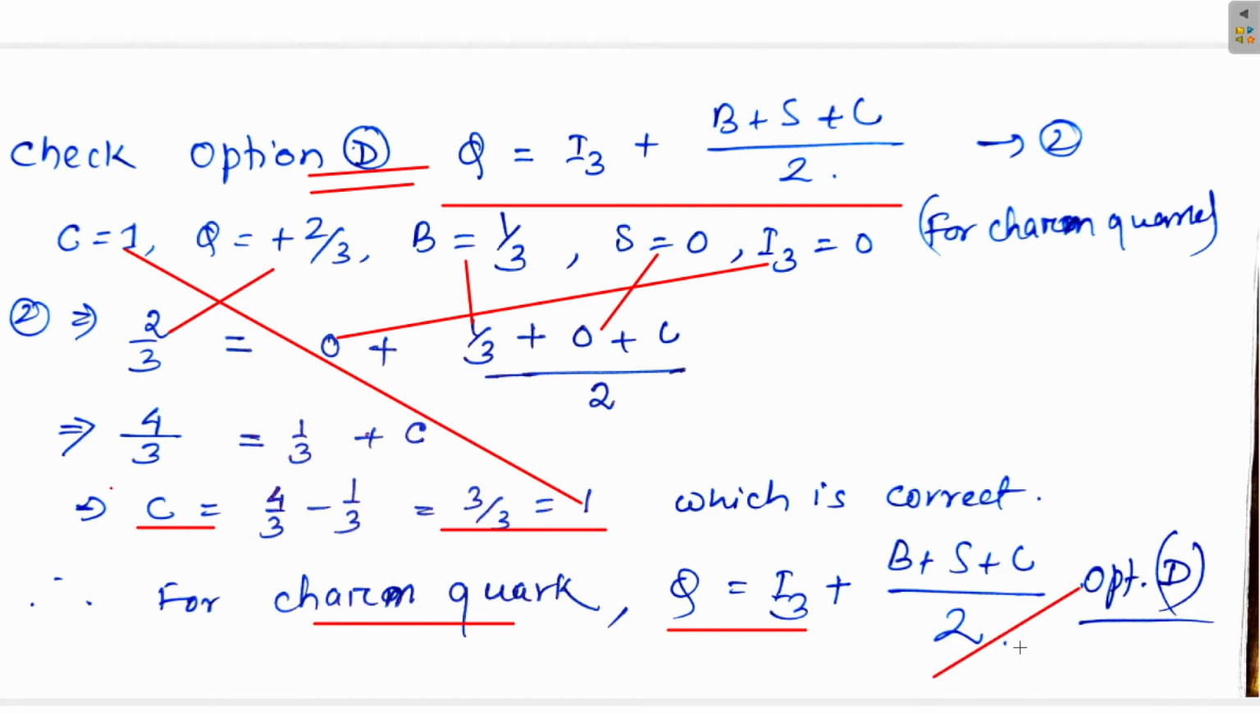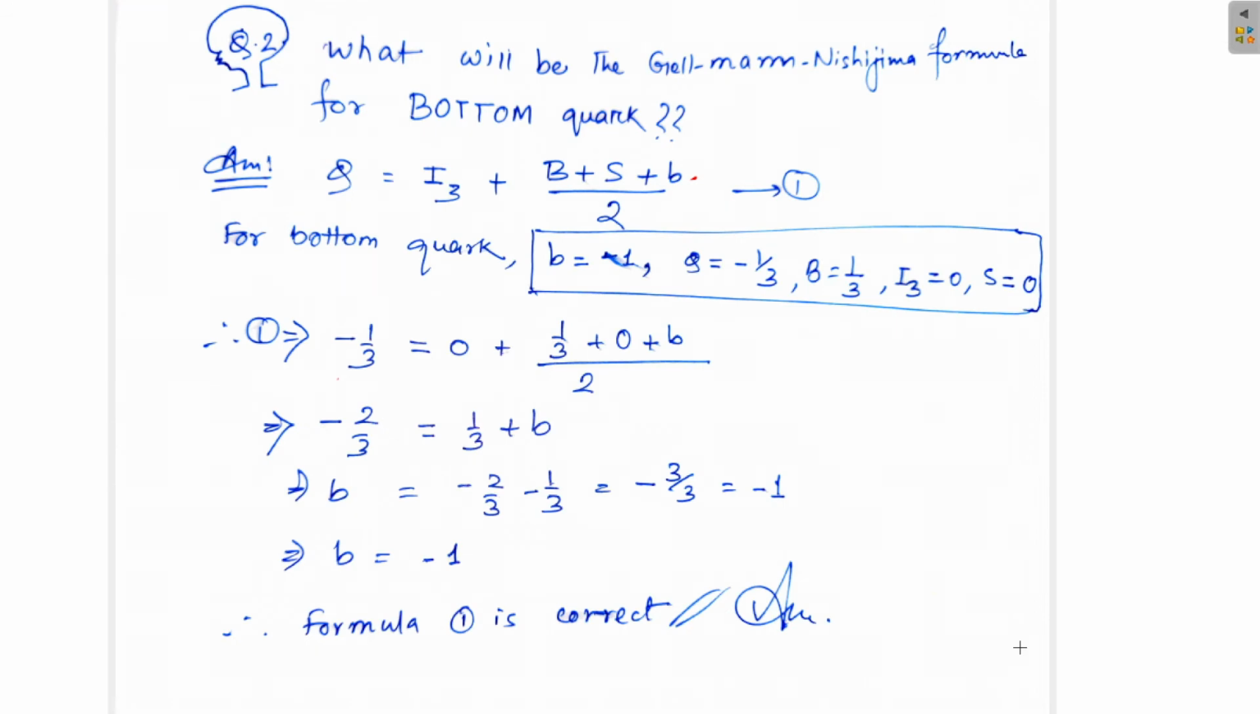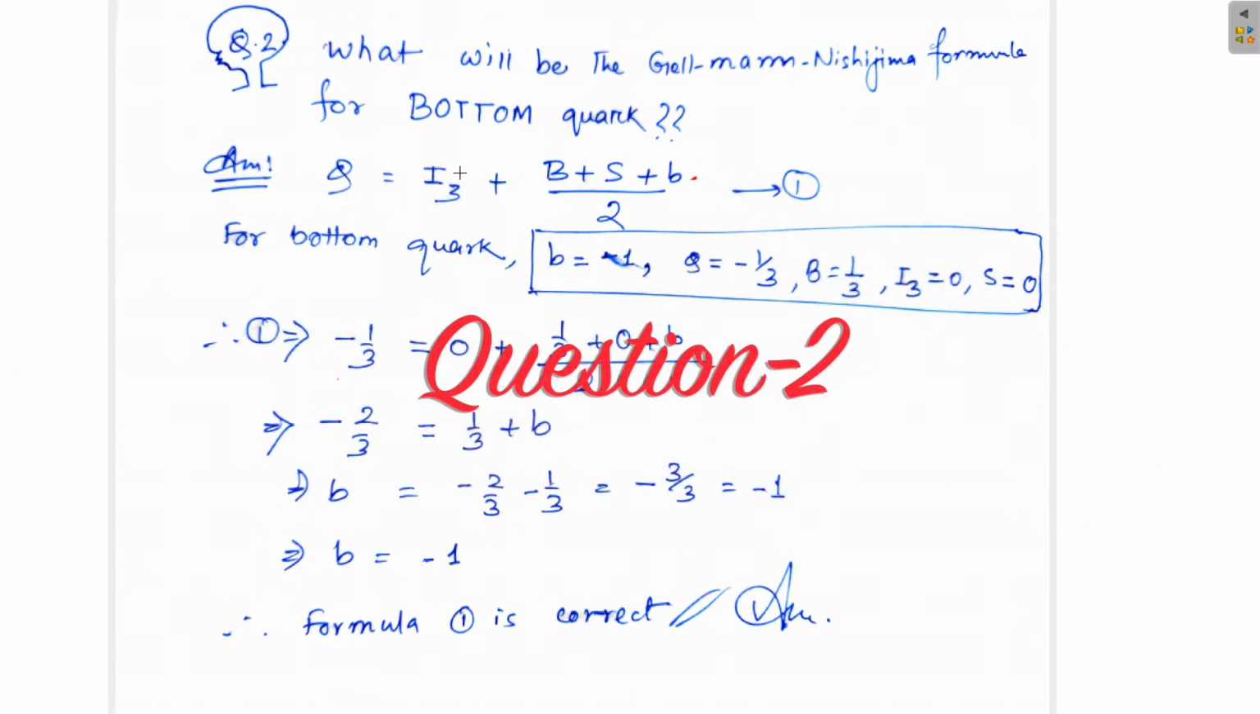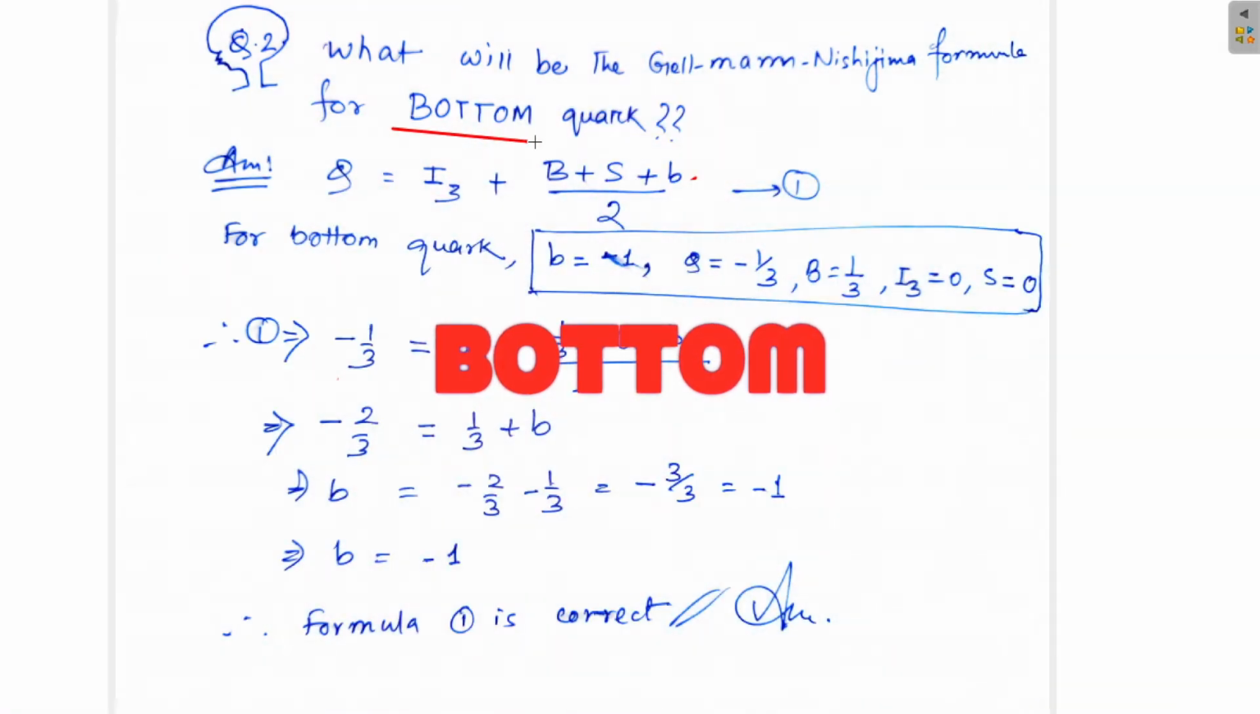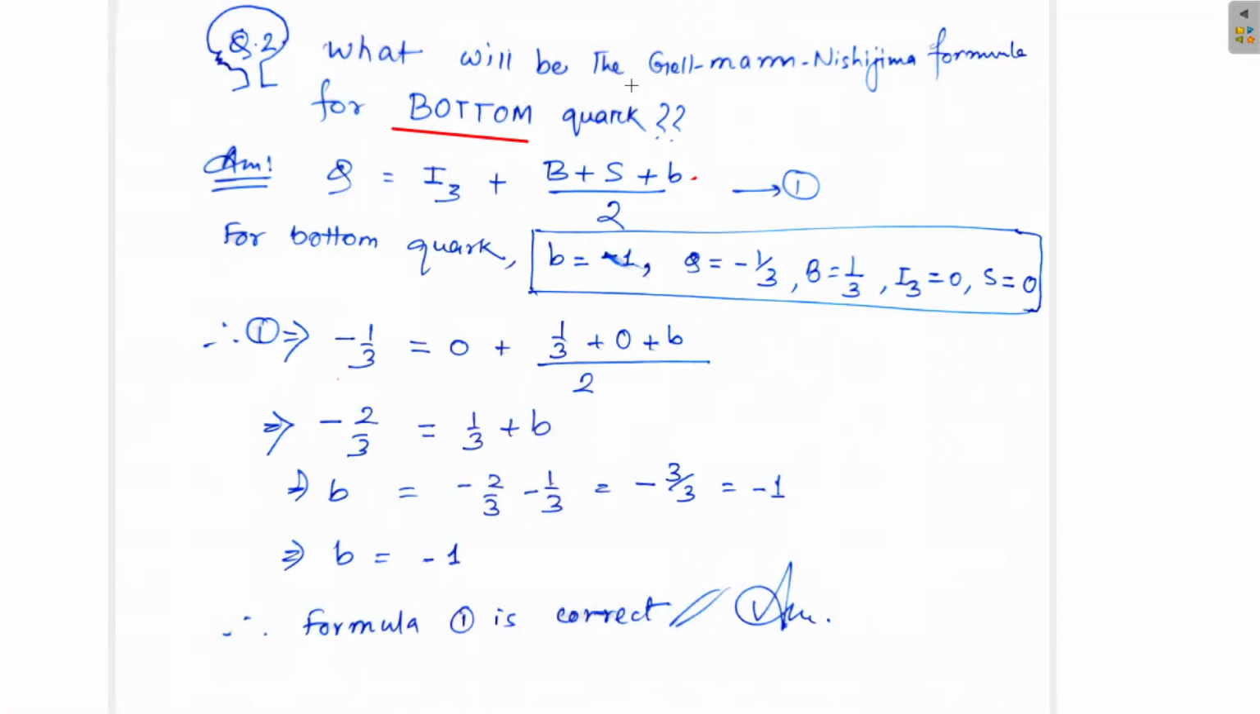Coming to the next question, this is also very interesting because we already have the question from the CSIR-NET exam in 2015, but if the question is modified with a bottom quark instead of a charm quark, what will be the modified Gell-Mann-Nishijima formula? The answer will be like this: Q is equal to I3 plus B plus S plus B' over 2. So let's verify this answer.